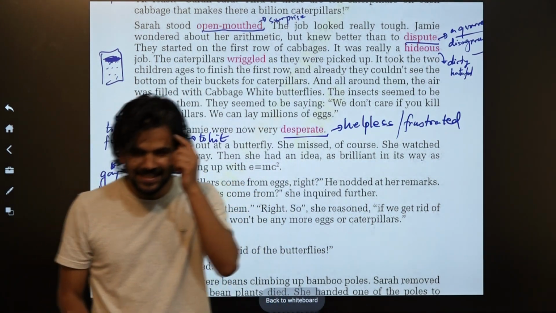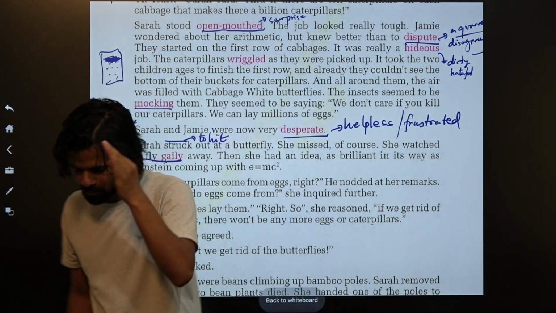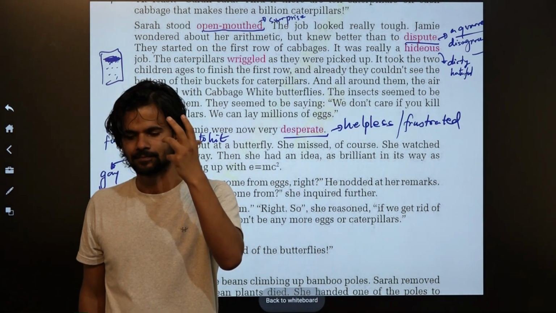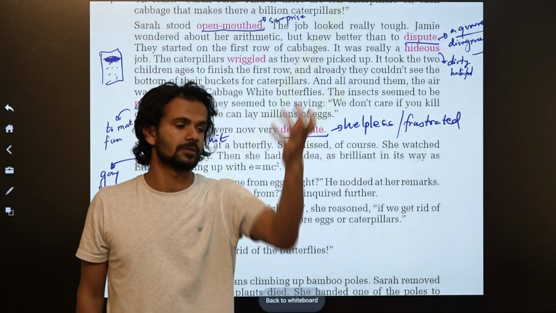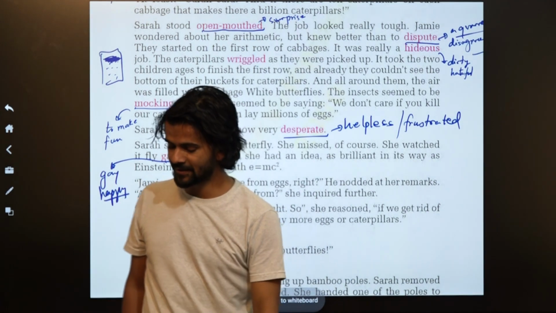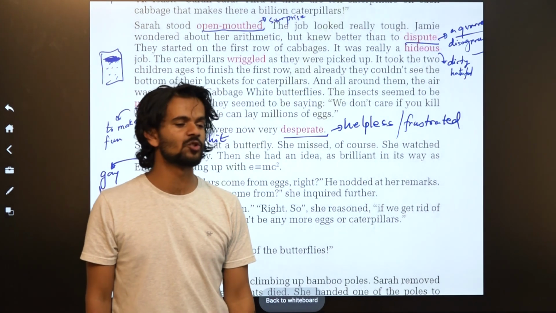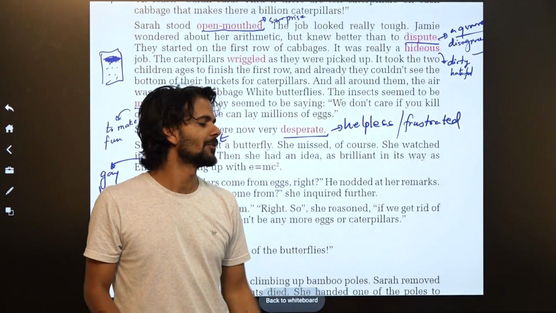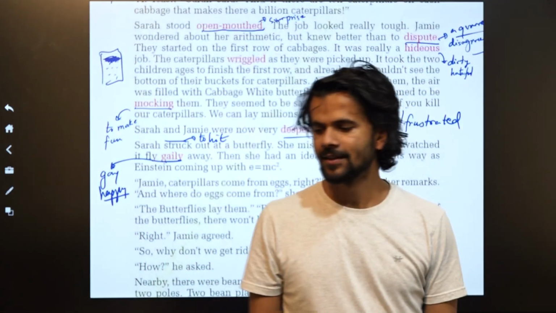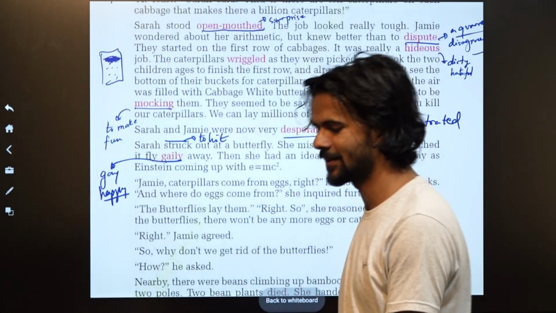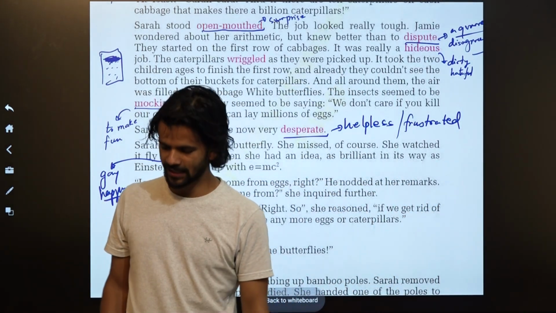Then she had an idea. Oh my God, what to do? Now she had an idea. Something came to her as brilliant. Brilliant means highly intelligent. Something that is bright. Brilliant idea in its way, as Einstein came up with E equals mc squared. Einstein was brilliant to come up with E equals mc squared. And this girl, Sarah, also had a wonderful idea like Einstein, to kill, or to get rid of, or to eliminate all the caterpillars.